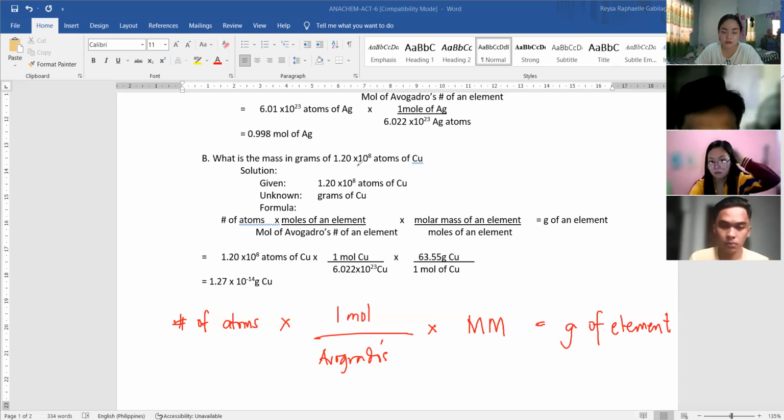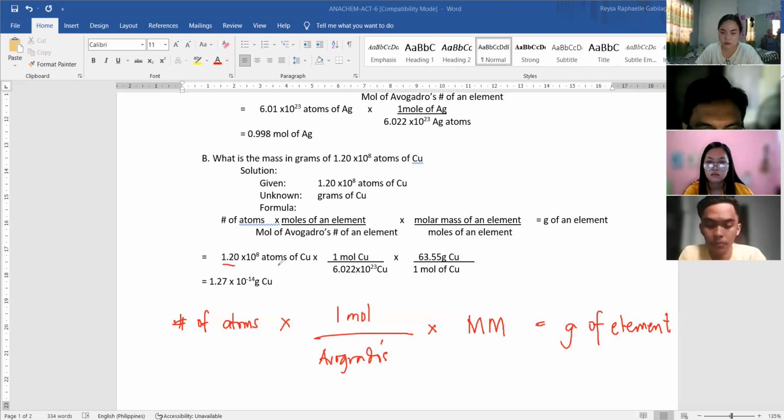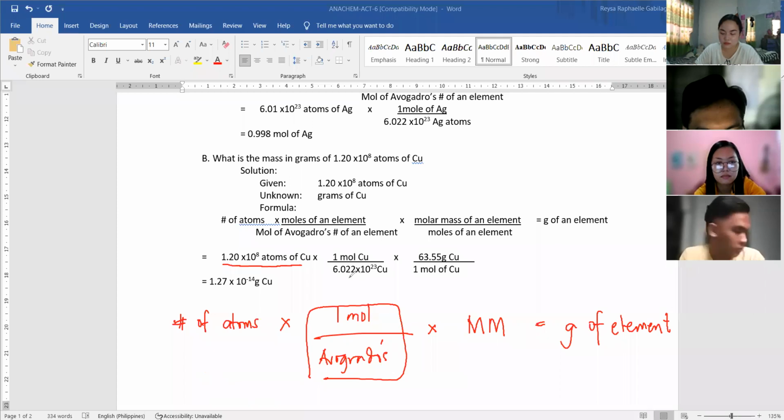Okay, tapos, i-compute natin ngayon kung gaano kabigat yung 1.20 times 10 raised to the power of 8 atoms. Kung nakita niyo sa screen, this is 1.20 times 10 raised to the power of 8 atoms of copper. Again, i-multiply mo siya here. So sa isang mole ng copper, we have here, gamitin lang natin yung 6.0221 ha, 6.022 times 10 raised to the power of 23 copper. Tapos again, meron tayong idadagdag. And that is the molar mass or the atomic mass of the element.